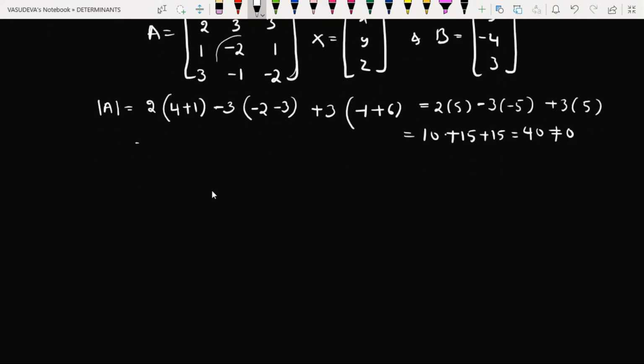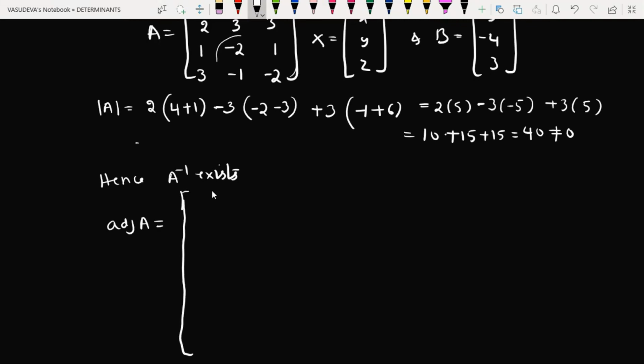So now since determinant of A is not equal to 0, therefore we conclude A inverse exists. To find A inverse, we have to find the adjoint of A. Adjoint of A is the transpose of the cofactor matrix.